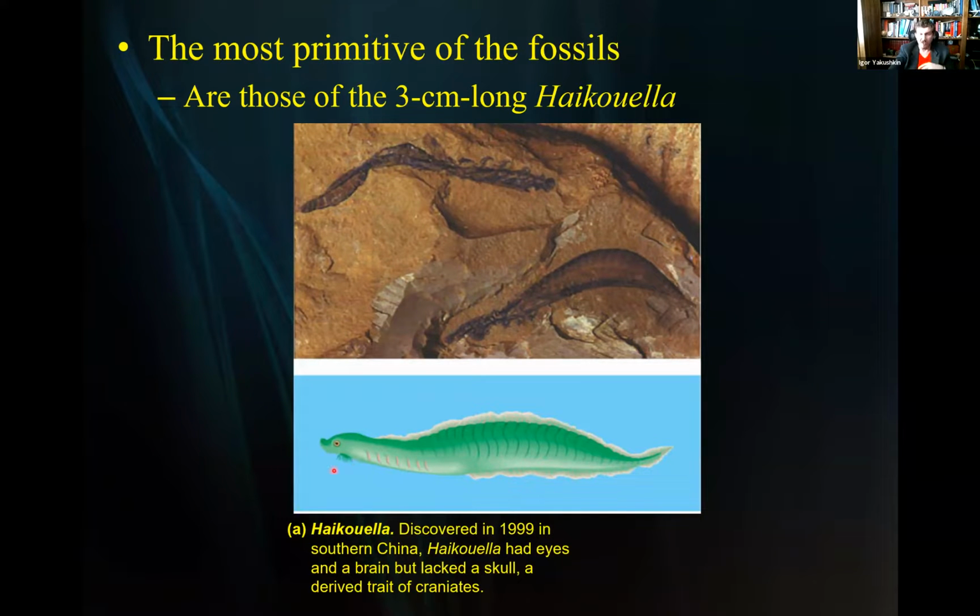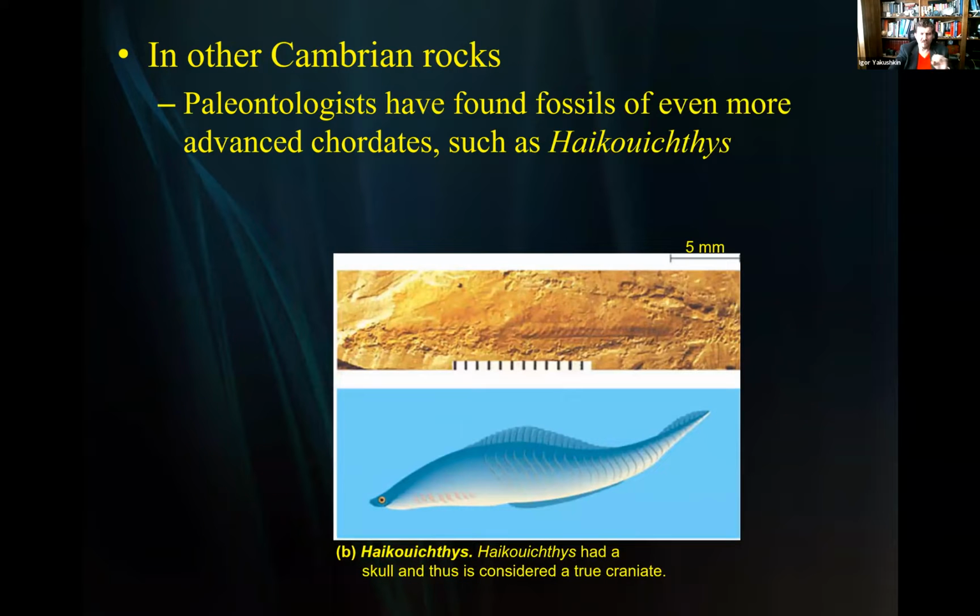However, this is one of the first ones which started actively hunting for slow prey. This guy, Haikouichthys, definitely had a skull, a much larger creature. Well, not much larger, but much more vicious, let's put it this way, because it was more advanced. It had a bigger brain. We presume it had a much bigger amount of sensors, so it was able to find that prey easier.